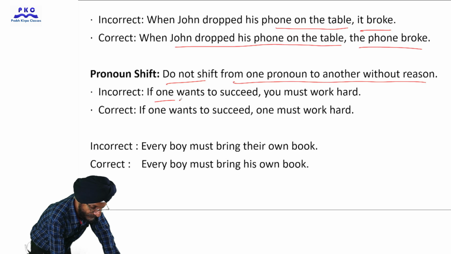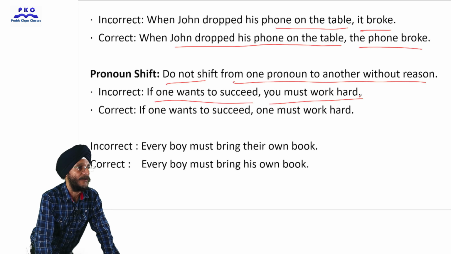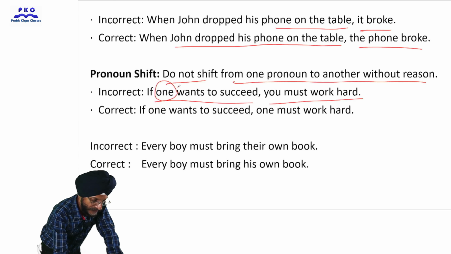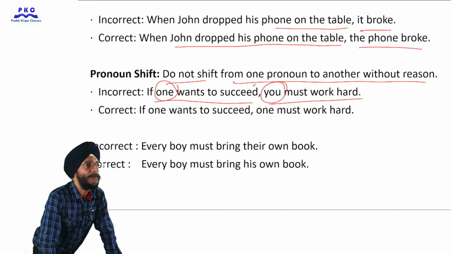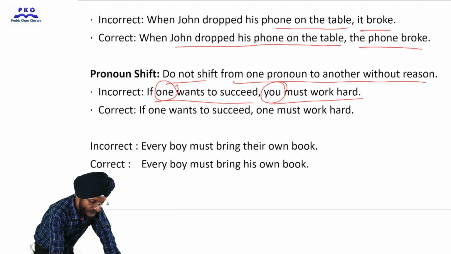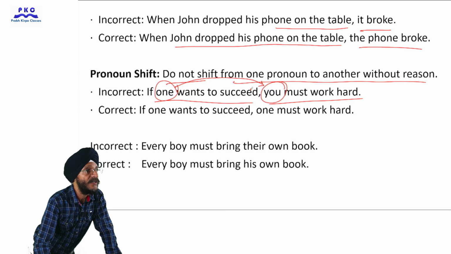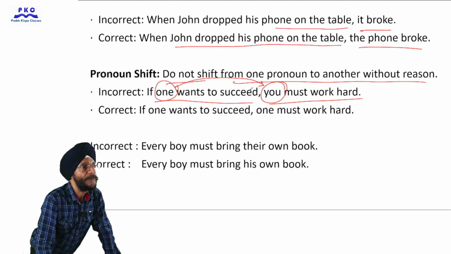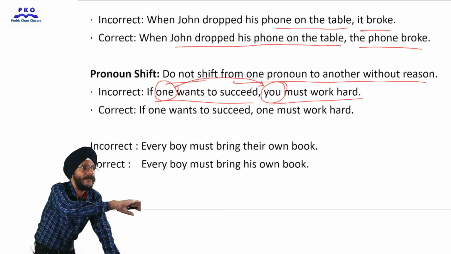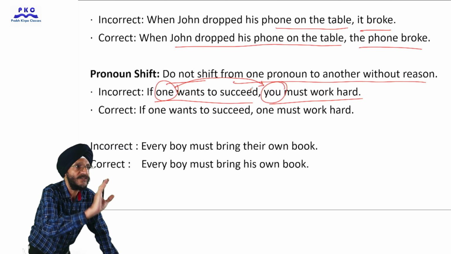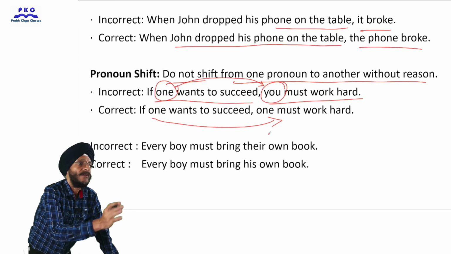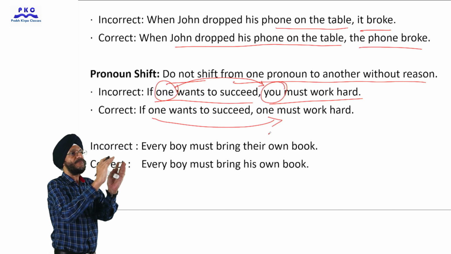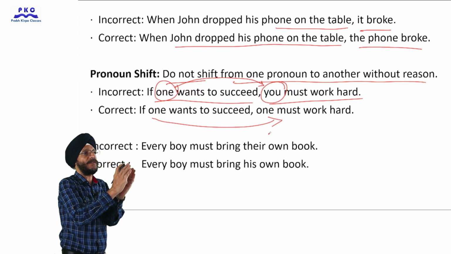Now the example is: if one wants to succeed, you must work hard. Here, one means third person, you is the second person. That is, we have shifted from third person to second person. Pronoun has been shifted from third person to second person. It is wrong. If one wants to succeed, one must work hard. We are not to change the person of the pronoun.